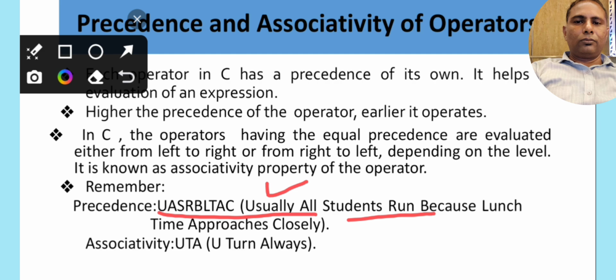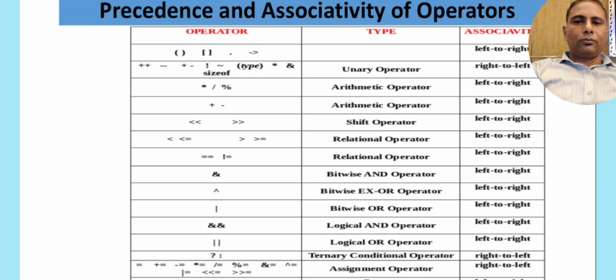Same thing, we have two types of associativity, either left to right or right to left. All the operators have associativity left to right. Only 3 operators have associativity right to left. How can we remember the operators having associativity right to left? That is UTA. UTA means sometimes we have to take the U-turn also. U-turn always. So we can remember the associativity of the operators with UTA.